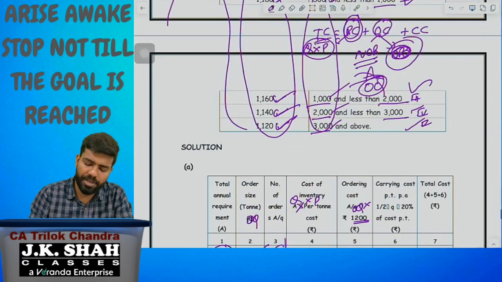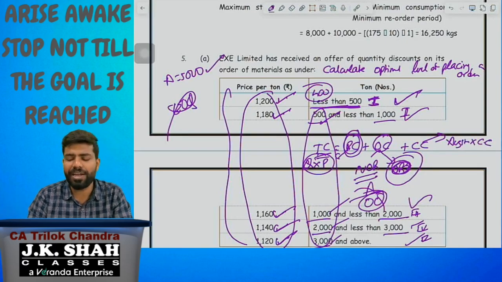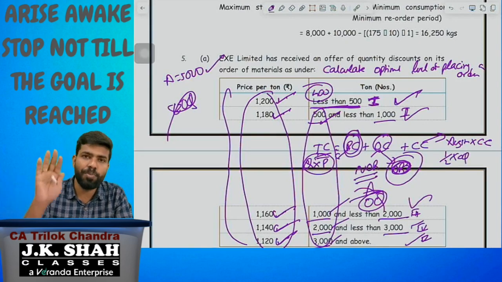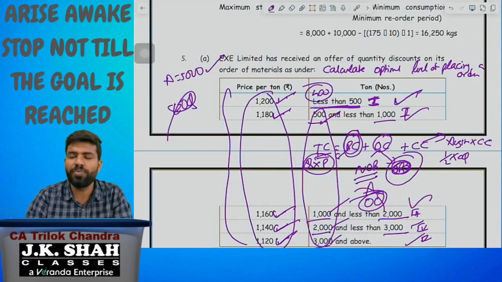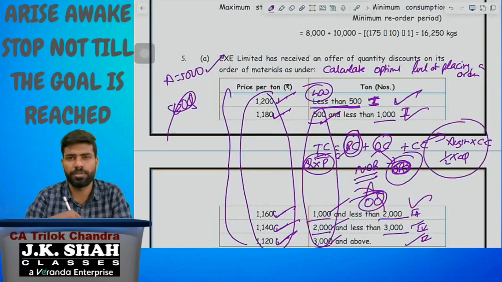Carrying cost, look at here. That's what I told you, carrying cost. How to calculate carrying cost? Average stock into carrying cost per unit per annum. How to calculate average stock? Half of OQ. Half of OQ. We need to have one more column for that. And carrying cost per unit per annum, we need to have one more column. By multiplying these two, we'll get the carrying cost. Three columns have to be opened to calculate the carrying cost.